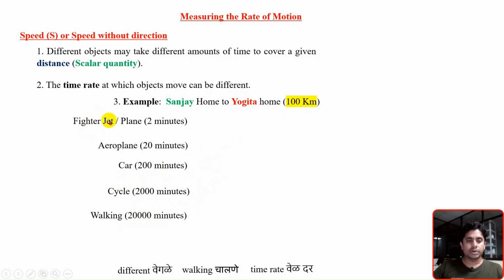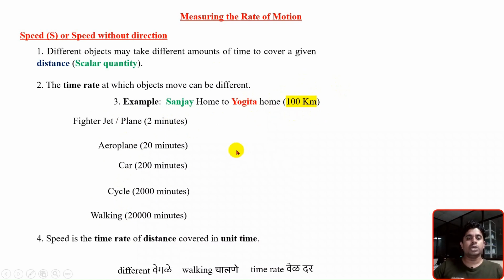So these are different objects: fighter jet, aeroplane, car, cycle, walking. These are all different objects, but they have taken different amounts of time. Here it has taken 2 minutes, here 20 minutes, here 200 minutes, here 2000 minutes, here 20,000 minutes. Distance is the same, 100 kilometer. The distance between these two homes, Sanjay's home and Yogita's home, is the same 100 kilometer. But these different objects have taken different amounts of time to cover it.